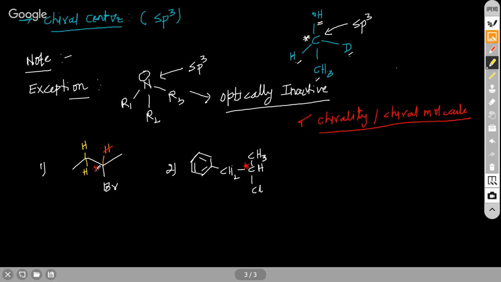Next line. If the molecule is chiral, it does not mean that it has a chiral center. Not necessary. If the molecule is chiral, it does not mean that it has a chiral center.